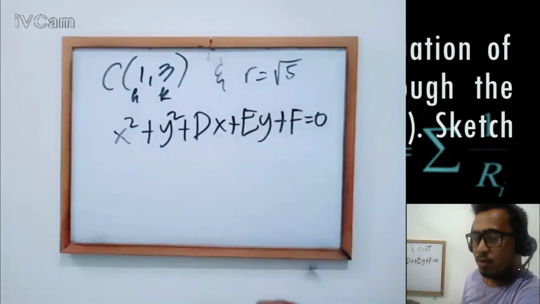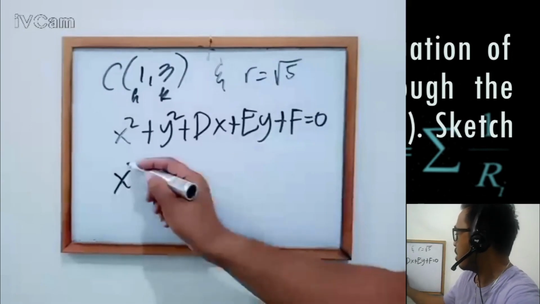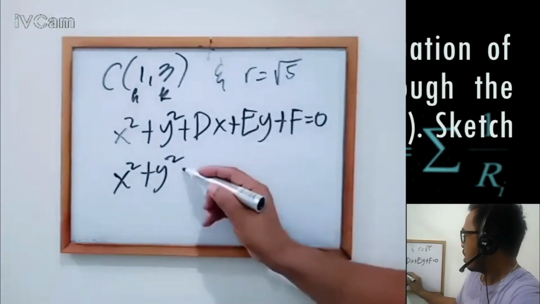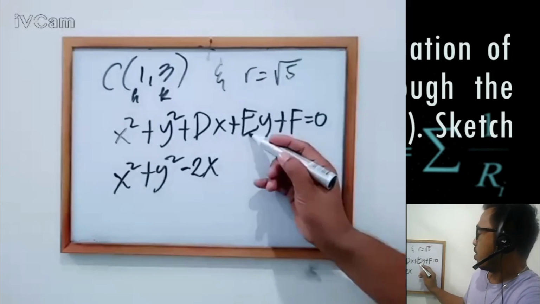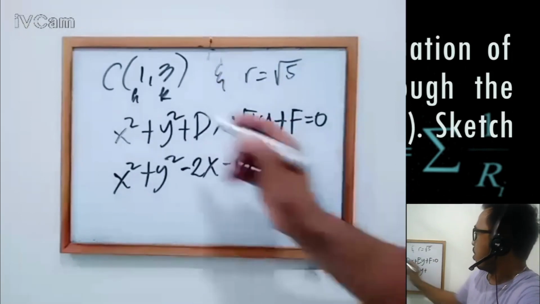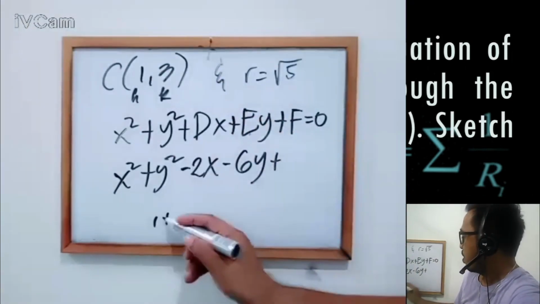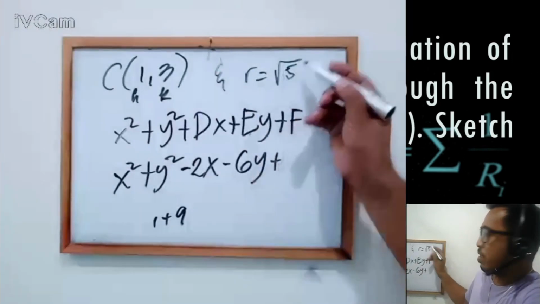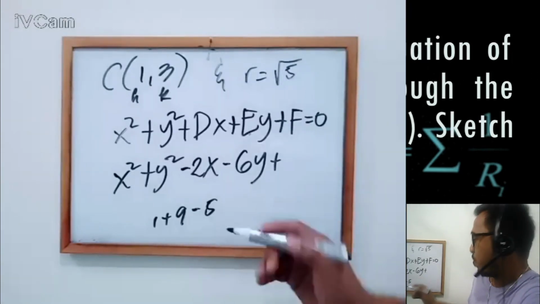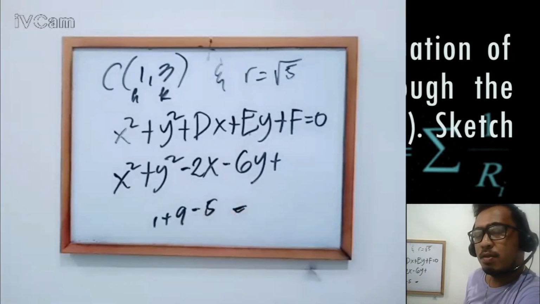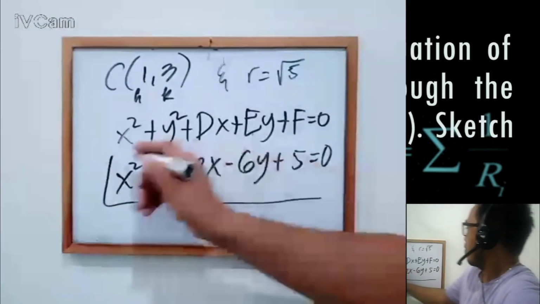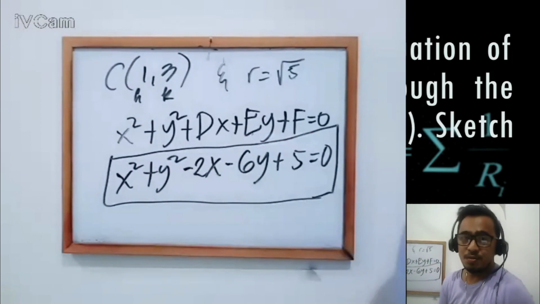So now finally the equation of the circle is x² + y². You multiply −2 to your h, so that is −2x. You multiply −2 to your k, so that is −6y. h² is 1. k² is 9. The square of your r is just 5. So minus r², so 5. 10 minus 5 is 5. And this answer is the same answer in our previous video.